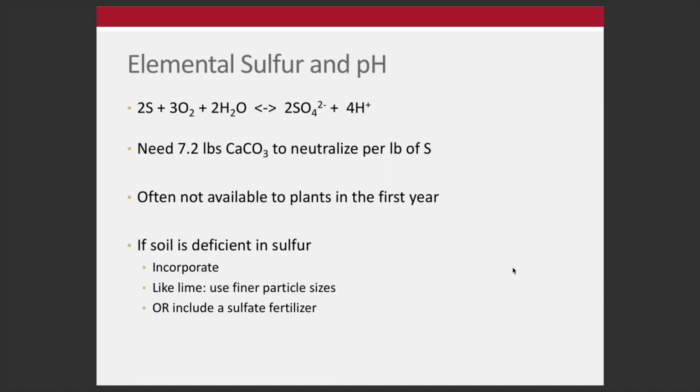So elemental sulfur is actually acidifying. It's quite acidifying. Here's the reaction: 2 S, 3 O2, and 2 H2O, and then we get 2 SO4 2- and 4 H+, and that is a lot of acid, right? This form of sulfur is particularly acidifying, so that's something to consider when we're thinking about management. Now, we need 7.2 pounds of calcium carbonate to neutralize a single pound of elemental sulfur.